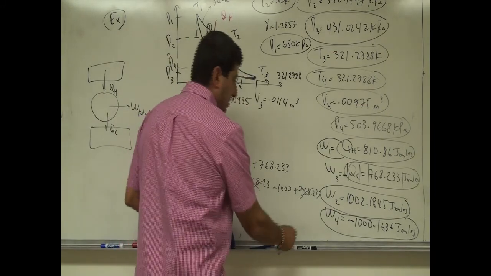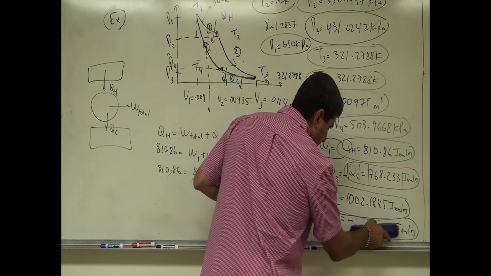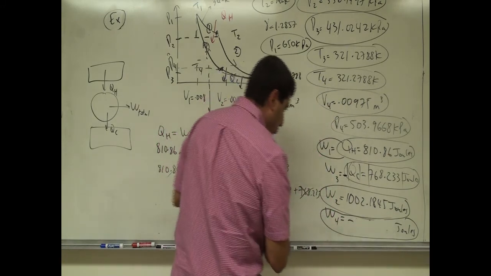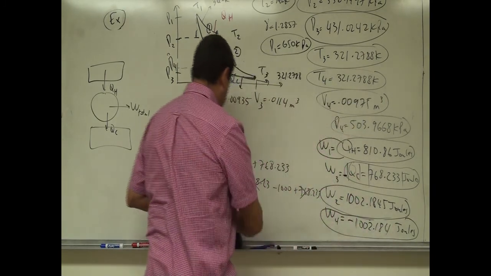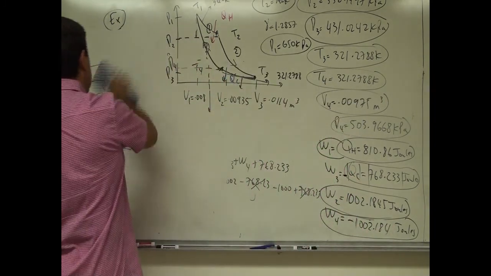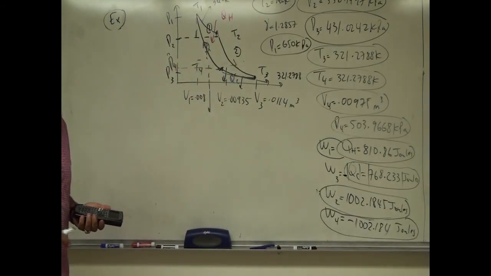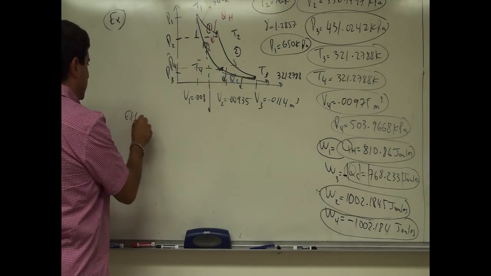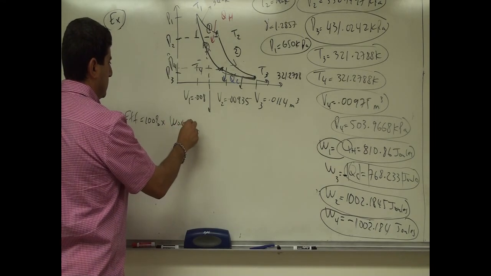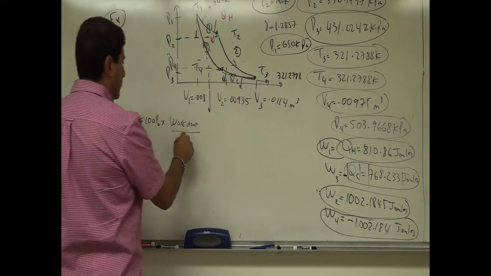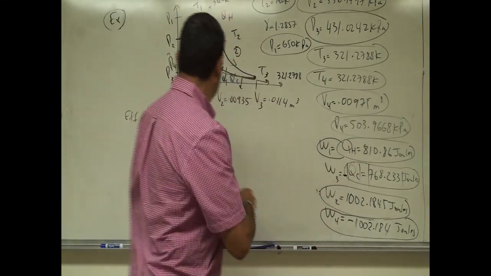So then let's just assume W4 is exactly identical, and then it's equal to negative 1002.184, okay? Okay, so then now what's the ideal efficiency of this engine? What is the efficiency of this engine? So the efficiency of this engine is going to be 100% times the total work done by the gas divided by the heat coming in. So what is the total work done by the gas? 810.86.